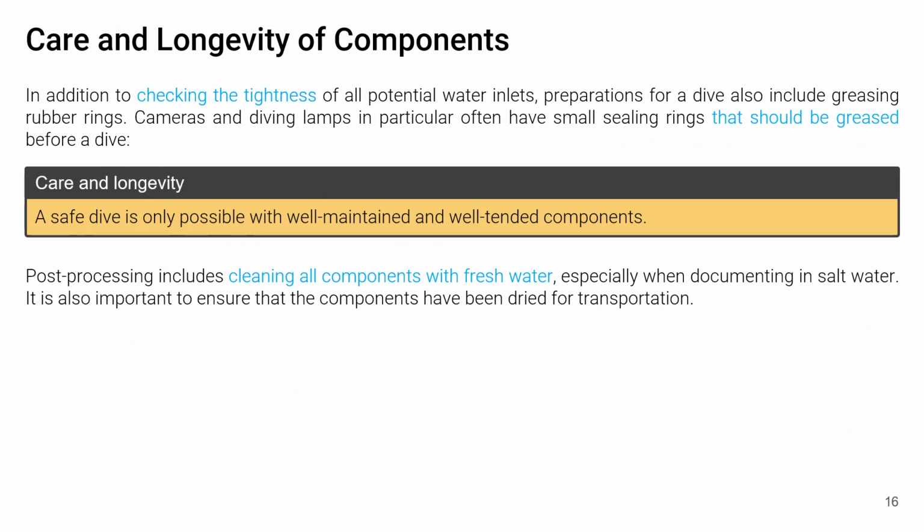In addition to checking the tightness of all potential water inlets, preparations for a dive also include greasing rubber rings. Cameras and diving lamps in particular often have small sealing rings that should be greased before a dive. A safe dive is only possible with well-maintained and well-tended components. Post-processing includes cleaning all components with fresh water, especially when documenting in saltwater. It is also important to ensure that the components have been dried for transportation.